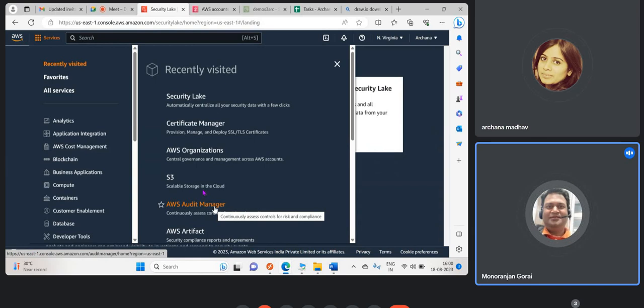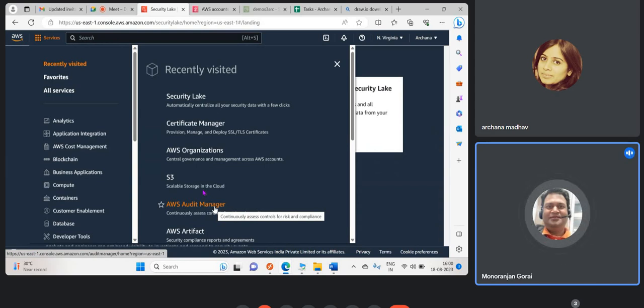The first thing is you need to have data in a centralized place. How data will be merged together, how it will be stored, how it will be structured, what are the different ways to retrieve the data. Those things are a part of Security Lake.